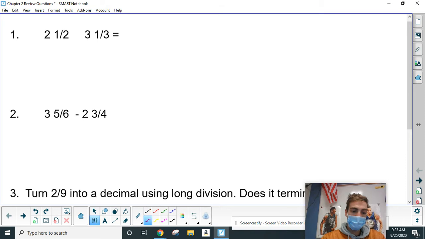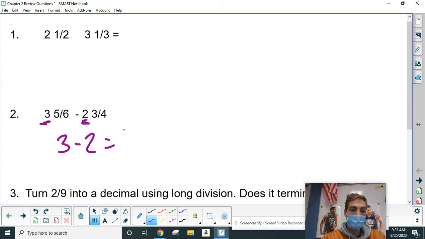So now we're looking at the next problem here, and it says 3 5/6 minus 2 3/4. And so what I'm going to start off by doing is subtracting those big numbers out in front, those whole numbers. And so 3 minus 2 equals 1. And now I don't have to worry about them. I can pretend that they're like not even here. And now I can do 5/6 minus 3/4. Okay? 5/6 minus 3/4.